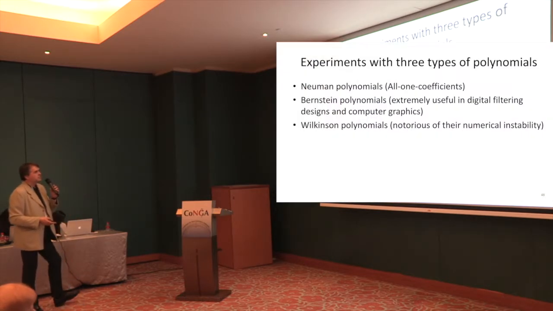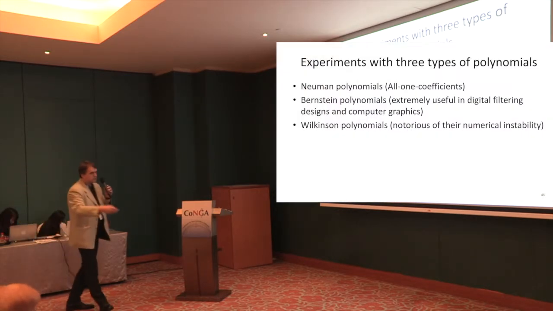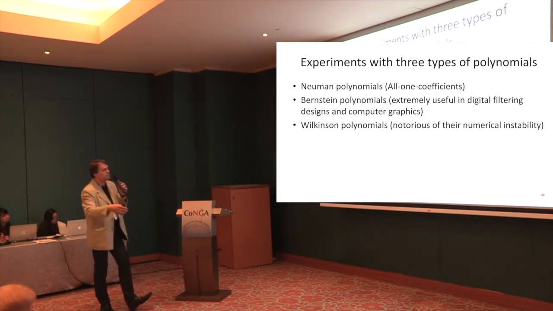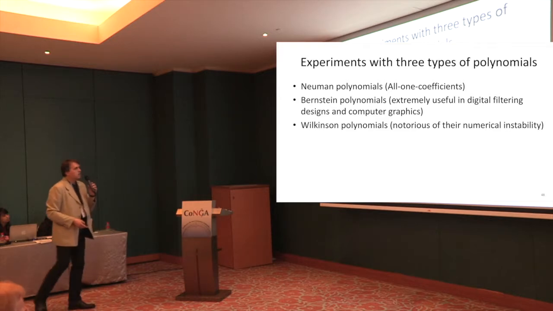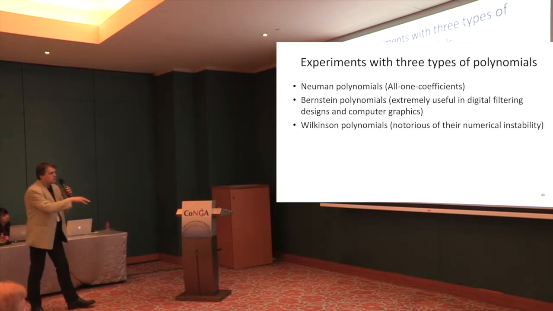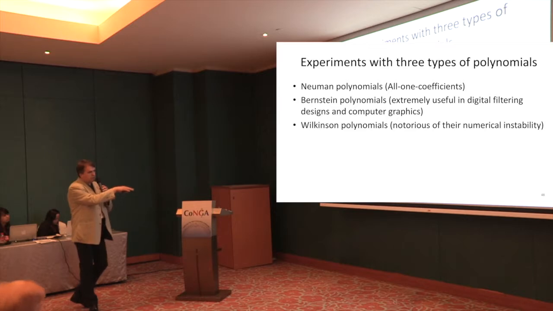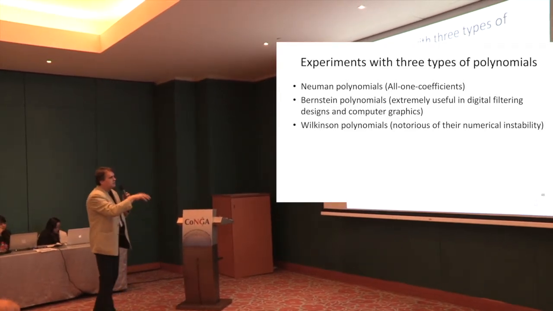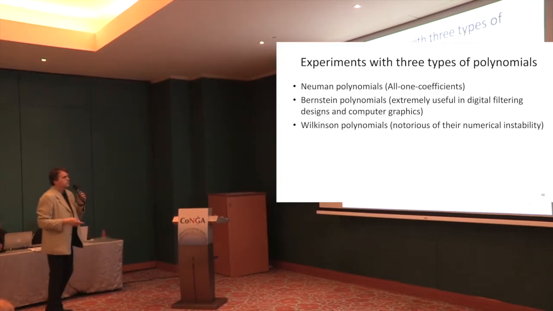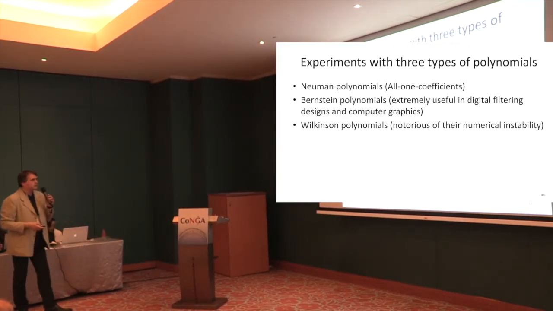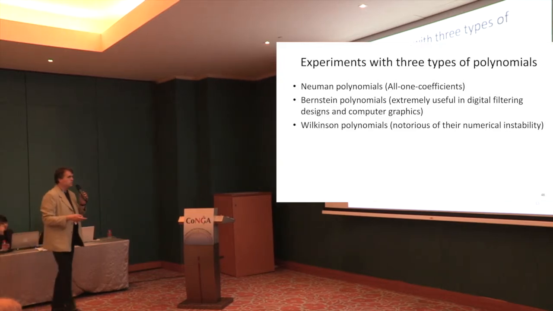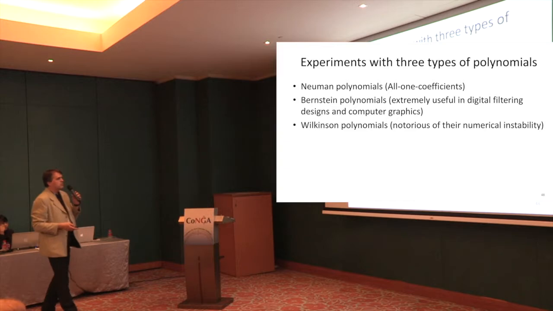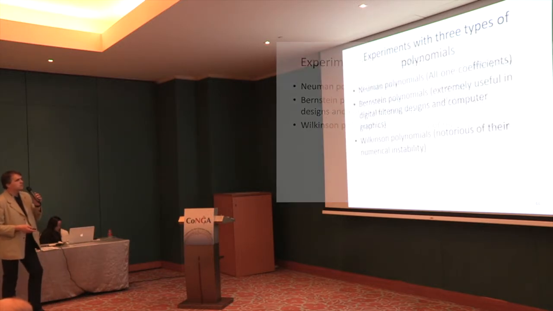So we compared three types of polynomials. Neumann polynomials, which are just the same polynomials I considered, sometimes called Neumann polynomials, 1 plus x up to x to the n minus 1. Bernstein polynomials, which are extremely useful in digital filtering. They have the following form. They are almost flat at points 0 and 1, and are particularly useful in digital filter design. And Wilkinson polynomials, which are quite notorious for their numerical instabilities. You can find the actual mathematical description of these polynomials in any numerical book.